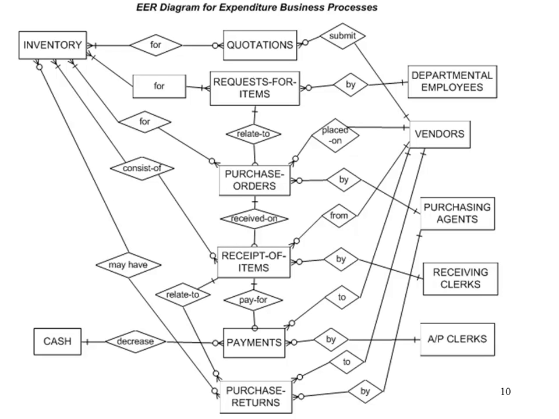Okay, good. So what about this one side? For each receipt, there is one purchase order. In other words, for each receipt, there may not be many purchase orders.